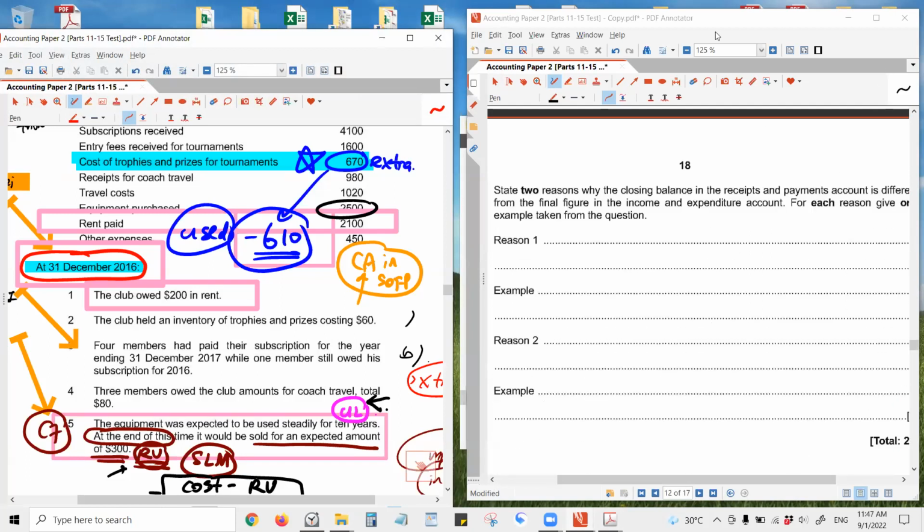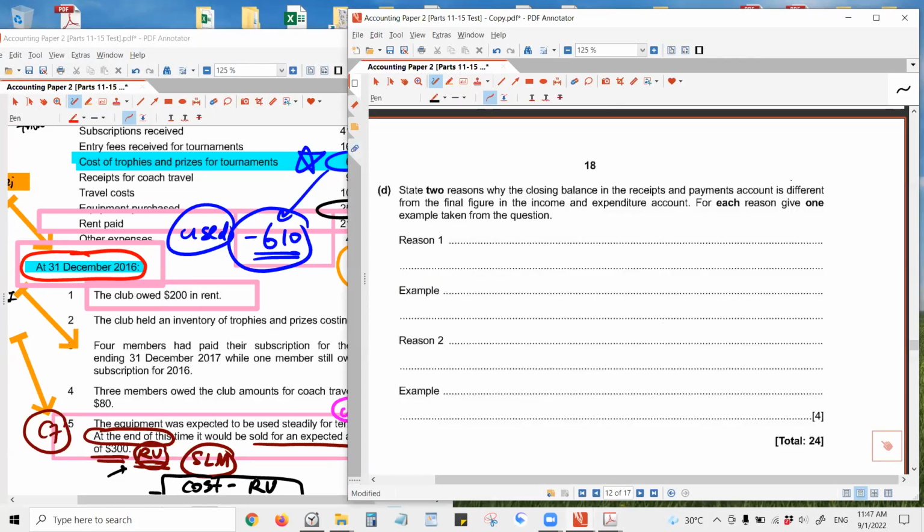This is a theory question. State 2 reasons why the closing balance in the receipts and payments account is different from the final figure in the income and expenditure account. For each reason, give one example taken from the question. Okay, doesn't sound easy. So you must know the difference between receipts and payments account and income and expenditure account.